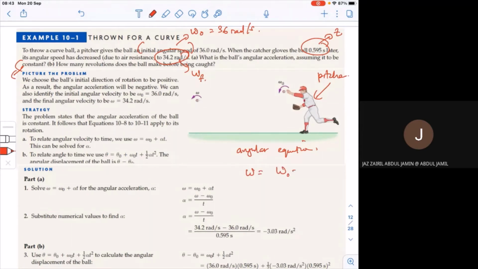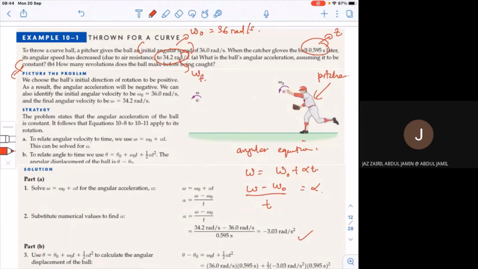Omega equals omega naught plus alpha t. So omega minus omega naught divided by t is equivalent to alpha. Right? So what is omega? Omega is 34.2. The omega naught is 36. Divide by time, 0.595.